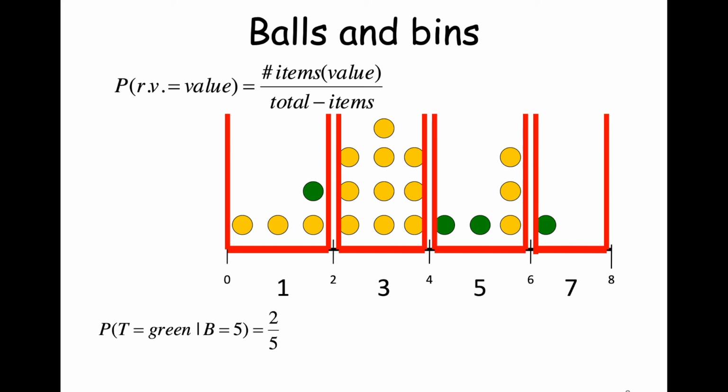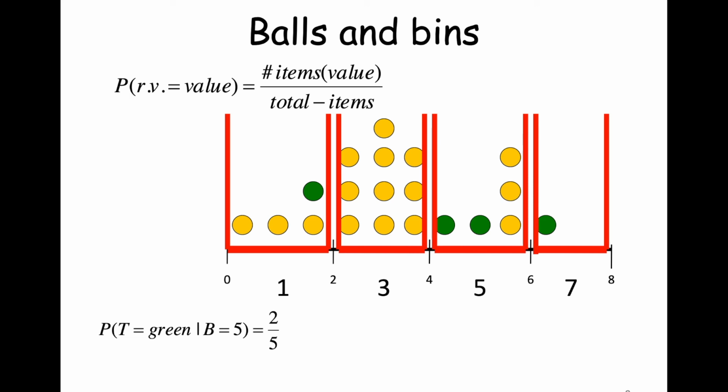In the example we gave, we had a bunch of balls, and they were labeled with a number depicting the bin from which each ball originated. So we have balls labeled 1 for bin 1, balls labeled 3 for bin 3, balls labeled 5, and balls with a label of 7. In addition, the balls have a color, and that color is either green or yellow.